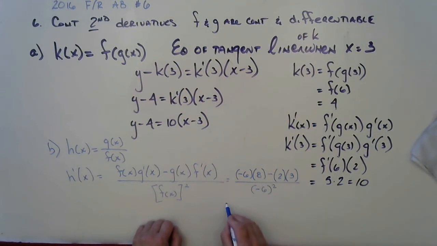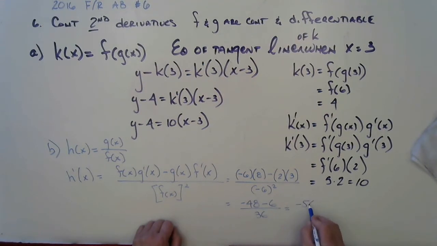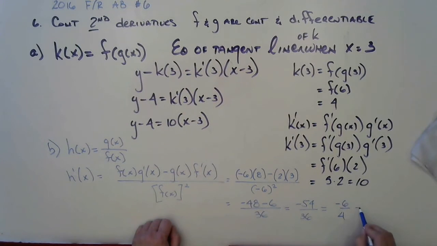So what do we get here? We get negative 48 minus 6 divided by 36. Or negative 54 over 36. And that's, what goes into 54 and 36? 9? 9 goes into 54 6 times. 9 goes into 36 4 times. There we go.